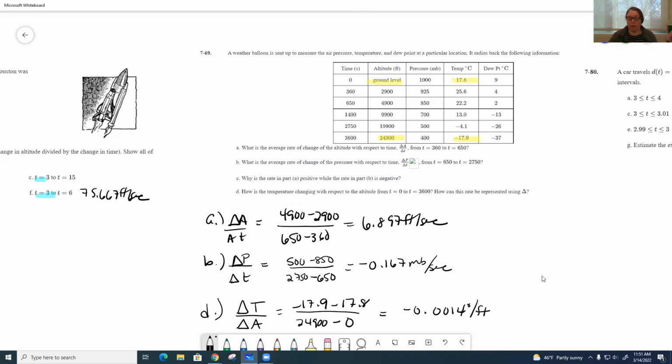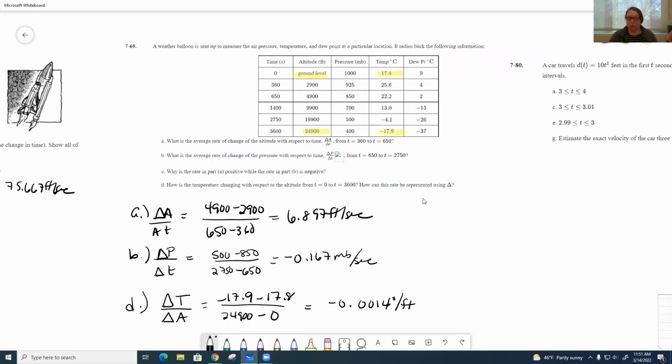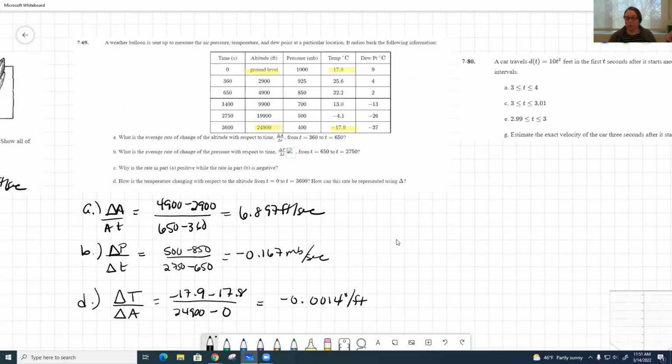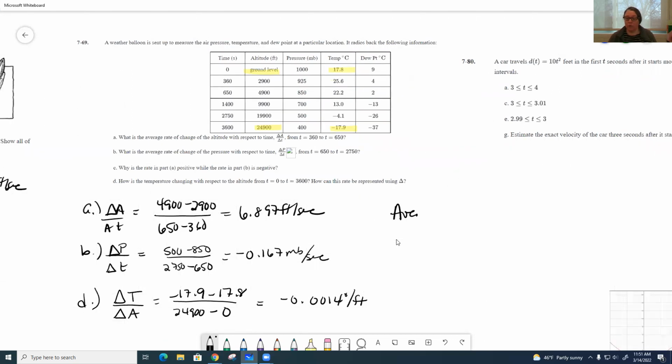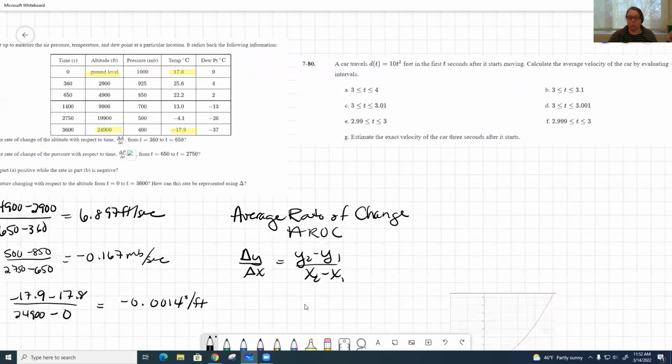Okay, so the idea here is we're using data to be able to describe these average rates of change. So when we find average rate of change in general, the rate of change, which will sometimes be shortened, is equal to the change in Y over the change in X, which is really just our slope. Okay, so moving on to 722.